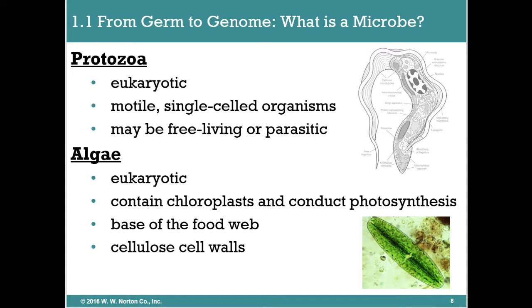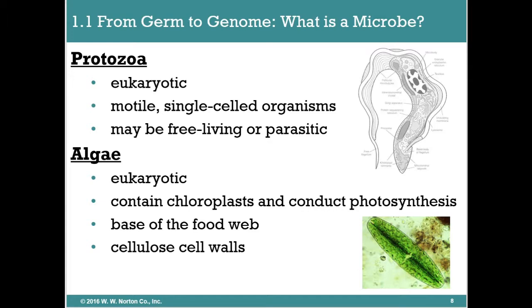Now, protists are eukaryotic, so they're more like us. They are single-celled organisms, but they are motile, so they are free living. They can live outside of something, so they don't have to live inside another animal. And they're generally considered parasitic.